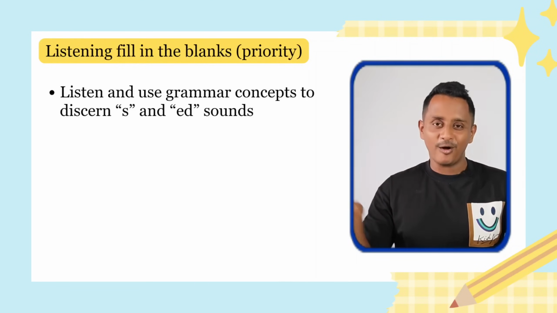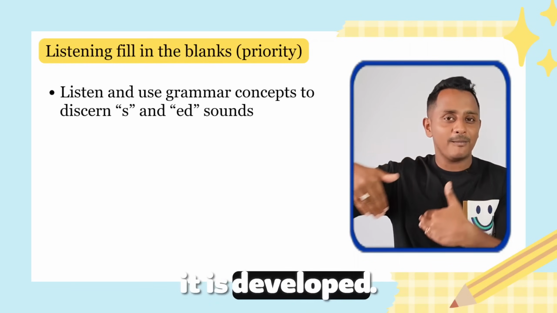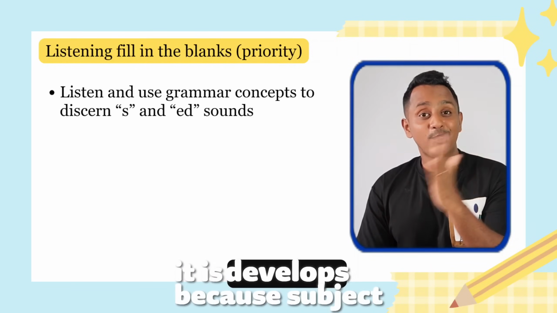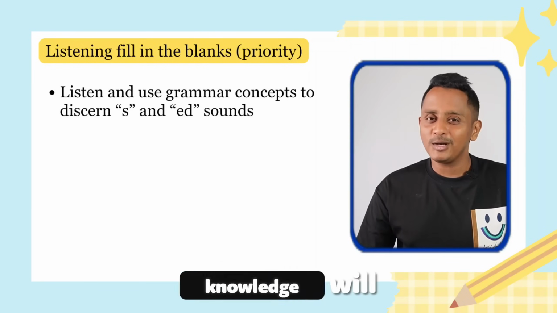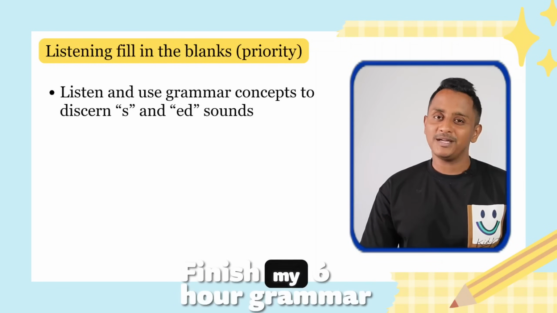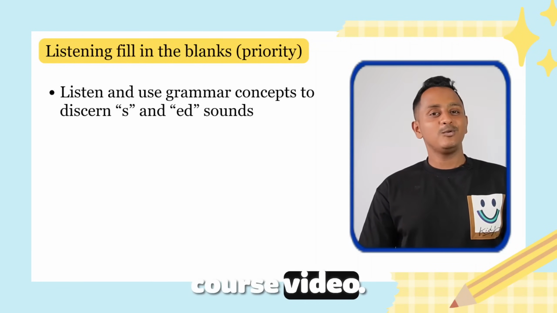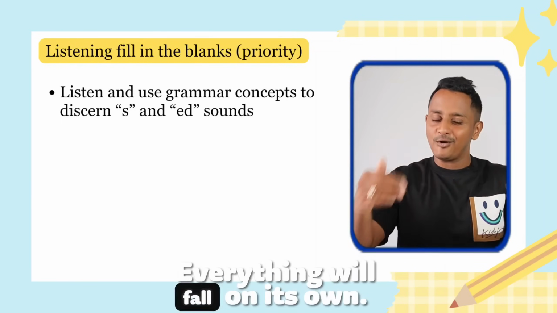So you can check the context. If it's in the past tense, it's developed. If it's in the present tense, it's develops, because of subject verb agreement, he is singular. Like this, so many grammar knowledge will help you. Like I told you, finish my 6-hour grammar full course video, and with respect to reading, fill in the blanks, everything will fall into place on its own.